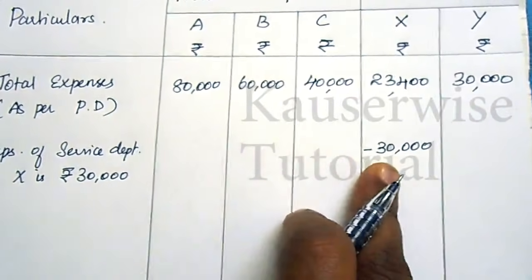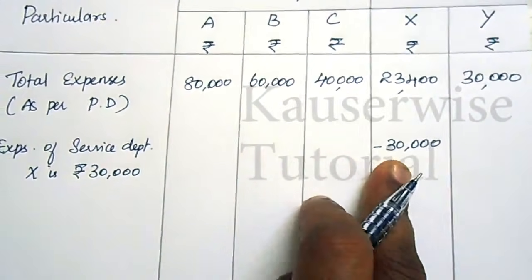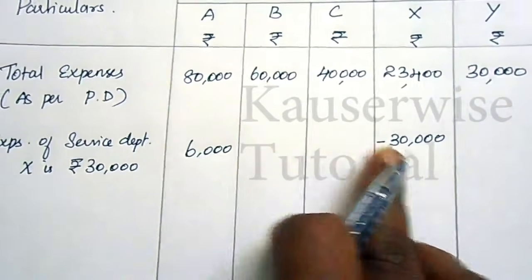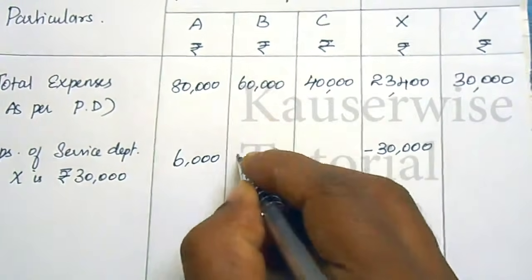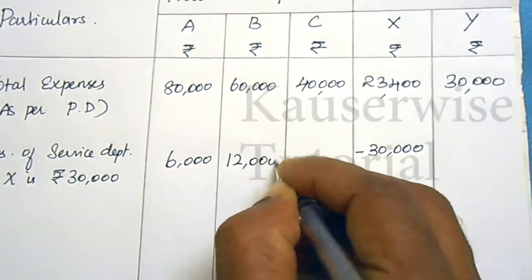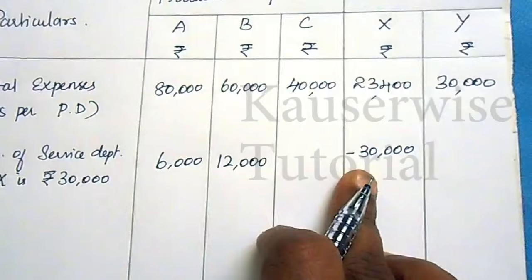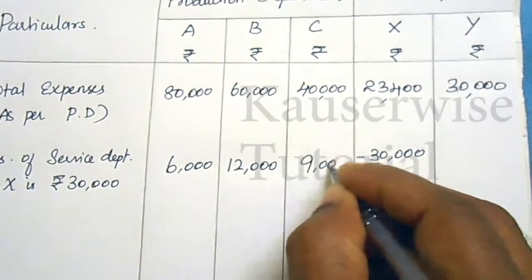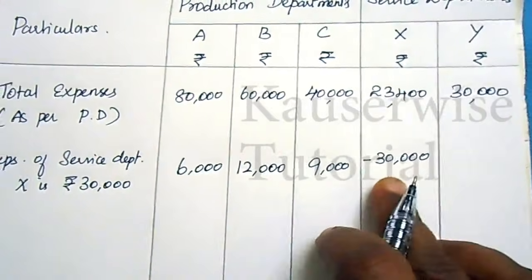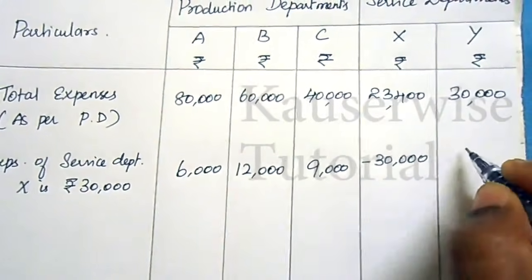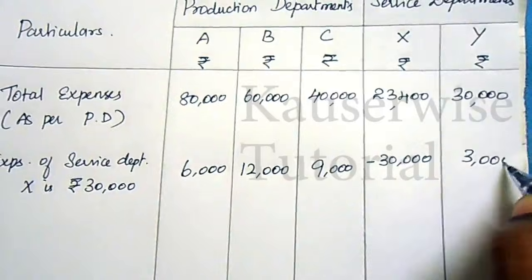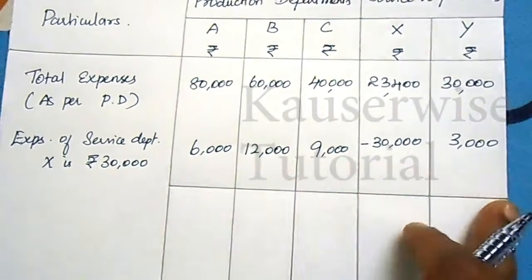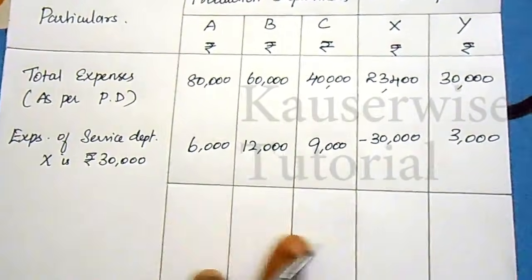For A, 30,000 into 20 by 100, 6,000. For B, 30,000 into 40 by 100, 12,000. For C, 30,000 into 30 by 100, 9,000. For Y, 30,000 into 10 by 100, 3,000. After redistributing X expenses to A, B, C and Y, now we need to find the total.